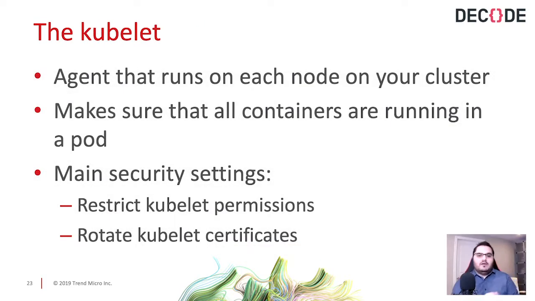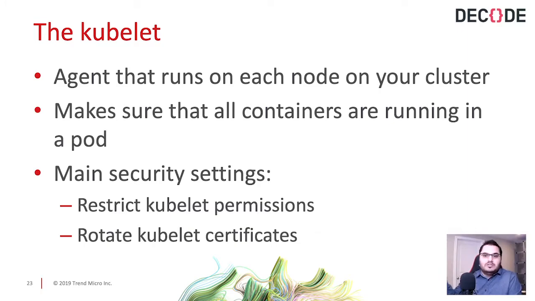On the kubelet side, right, we mentioned that the kubelet is the agent that runs on each node in your cluster. Even on the master node itself there is a kubelet running, even though it doesn't show on the architecture diagram. Kubernetes needs it to run the pods that are running on your master node, right? So etcd, the API server, and stuff like that. It makes sure that all the containers run in a pod, as we said before, all containers have to run in a pod.